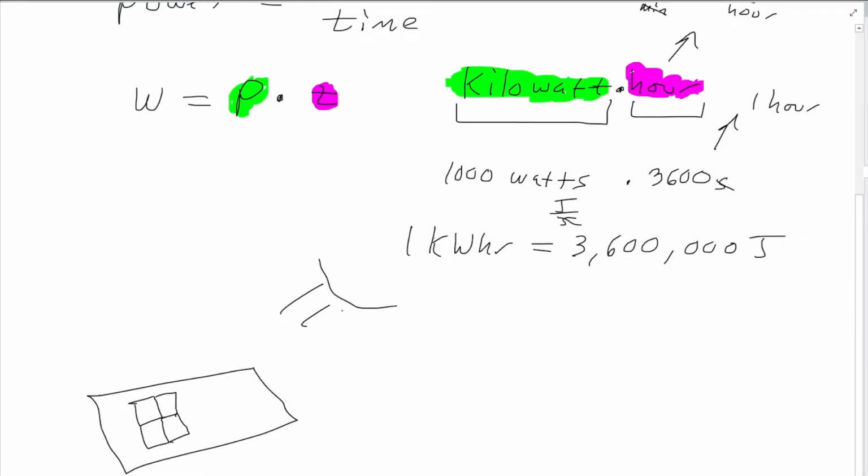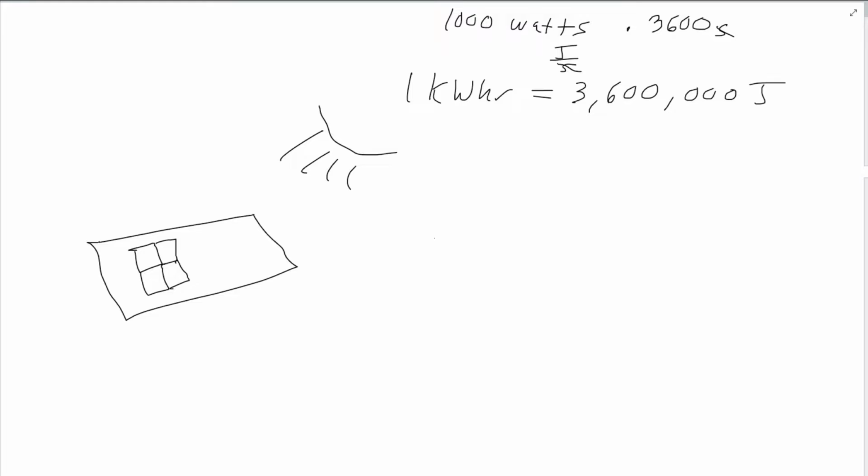shine down, and it's going to deliver energy to the surface of the roof and the solar panels. And we can use this energy from the sun and see how much of this sun energy is captured by these panels. One thing we need for this is something called insolation.